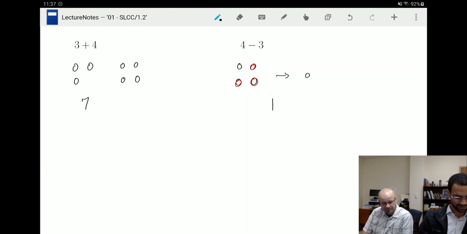That's not something we usually think about in the problem while working it out. We're just trying to do 4 minus 3. We know that's 1. We don't spend a lot of time thinking about it, but that's what's going on.